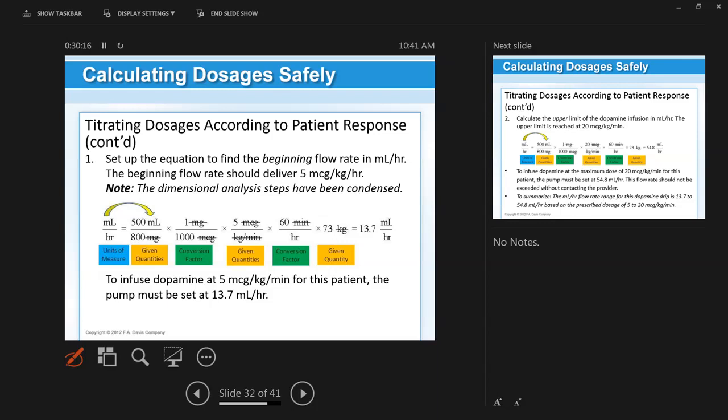All right, so when we look at this problem, we're looking for milliliters per hour. So we know that we have to have milliliters here. When we look at our problem, the bag of solution from the pharmacy has 500 milliliters in it, and the dosage is 800 milligrams. Again, I know 500 goes on top because we're solving for milliliters per hour, and that's what we have to start out this problem with. That's how we can pretty much be guaranteed to get our dimensional analysis questions correct.